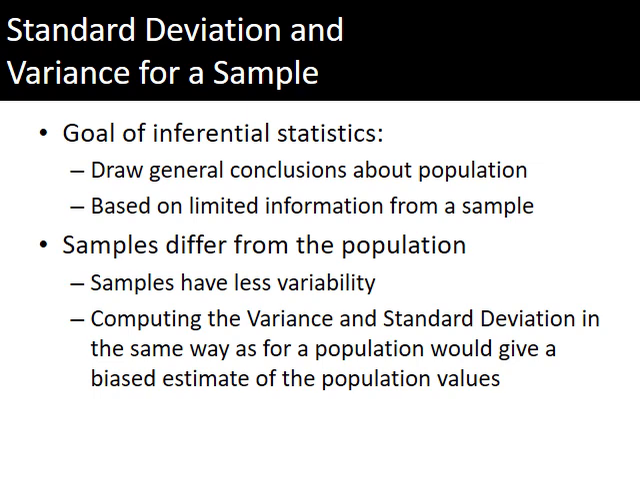And samples are quite different from populations. Samples have less variability. There are fewer individuals in a sample, say maybe 30 or 40 individuals when the population is Manchester college students in a typical psychology study that comes from the psychology department here. So there's going to be less variability in a sample than there is in the population. Computing the variance and standard deviation in the same way as for a population will give us a biased estimate of the population values.